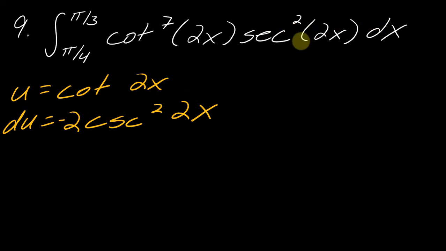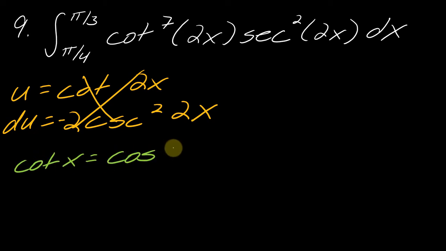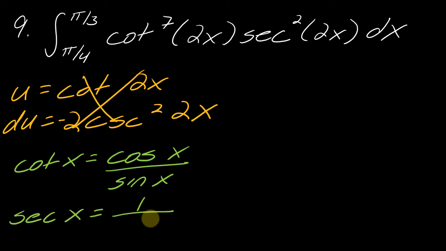So what that tells me is I'm going to have to use some sorcery, if you will, with rearranging these trig functions. So let's think about this. So this does not work. So let's just think about cotangent for a second. So cotangent of x is cosine of x over sine of x. And then let's also take a moment to think about secant of x. So secant x is equal to 1 over cosine of x.